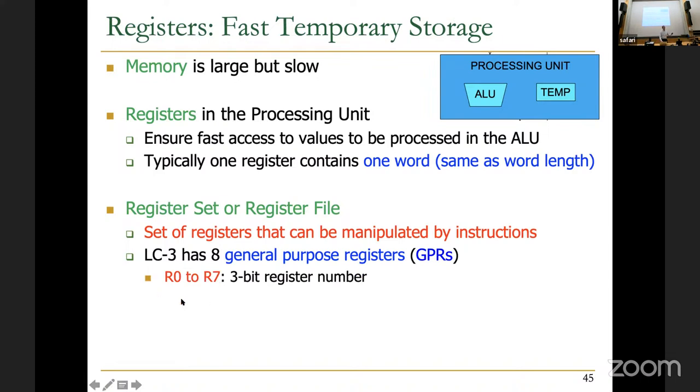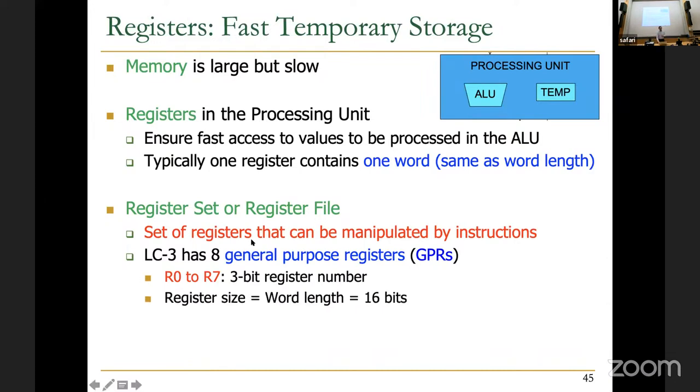how does the programmer refer to those registers? Inside the instruction, they specify which register they want to write their results into, R0 to R7. These are addresses, basically. You can think of this as a memory consisting of 8 locations. Each location has one word, in LC3, 16 bits. So the programmer can actually address these.